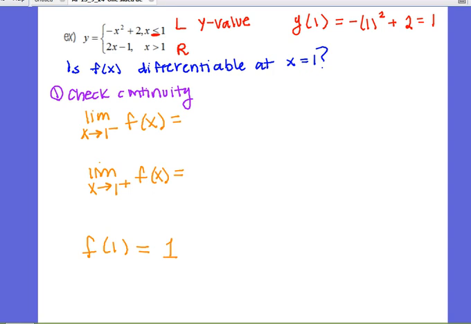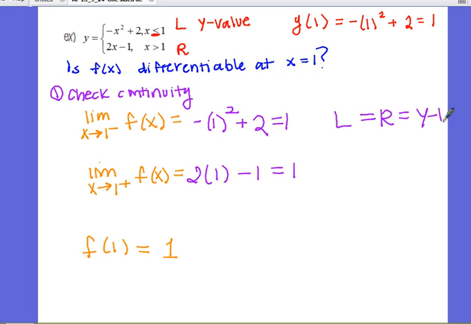How would I find the left limit? Well, I'm going to use the left side of the function and substitute in 1. Should look familiar. It's how we found the y value. How do you find the right? Same thing. We use the right side of the function and we get 1. So the left side is equal to the right side, which is equal to the y value. And so what that tells us is that f of x is continuous at x equal to 1.